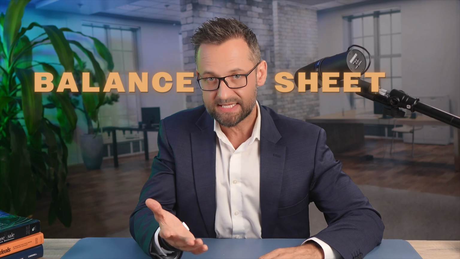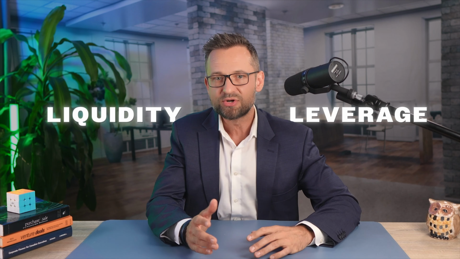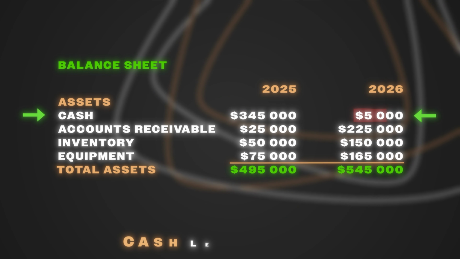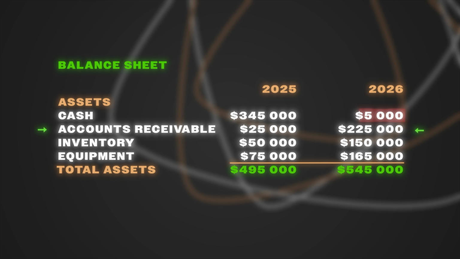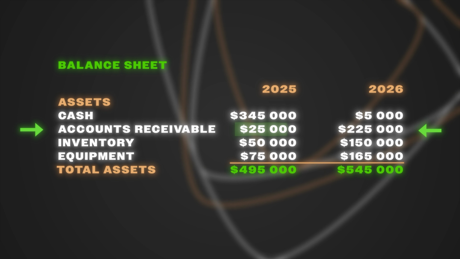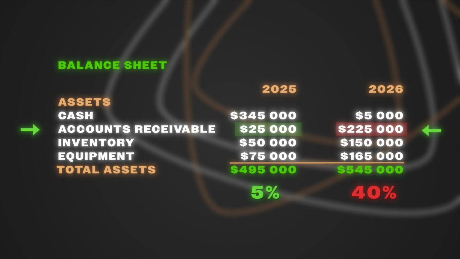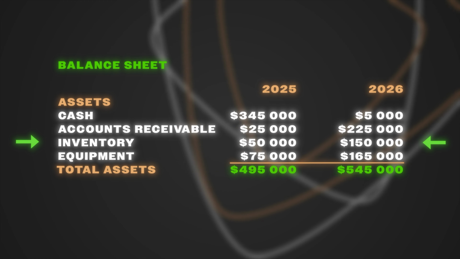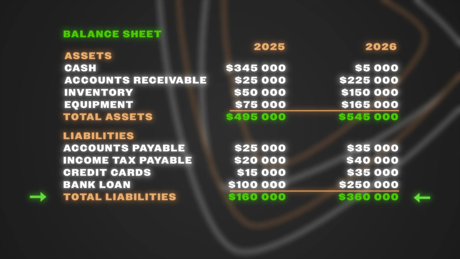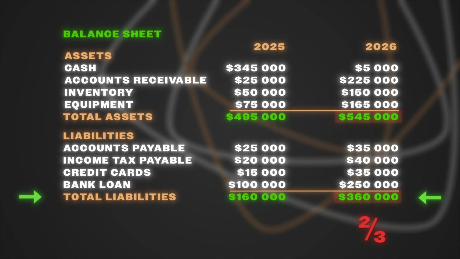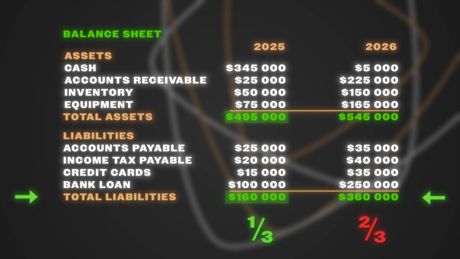Going back to the vertical analysis, let's look at Joe's balance sheet now. Most balance sheet vertical ratios can be grouped into two categories: liquidity and leverage. On Joe's balance sheet, cash made up less than 1% of total assets, practically gone. Receivables increased as a share of assets from 5% to over 40%. Inventory also rose from 10% to about 30%. Meanwhile, liabilities now make up 2/3 of assets, up from 1/3 just the year before.